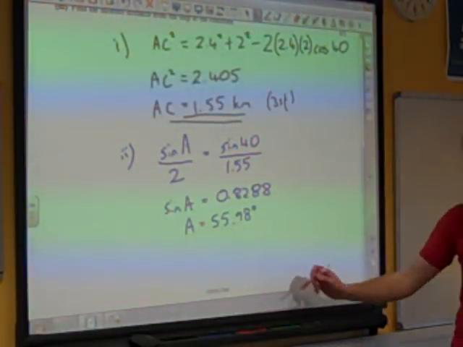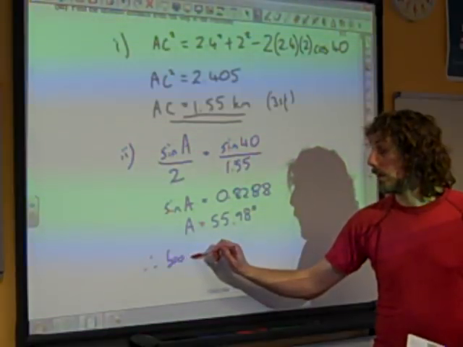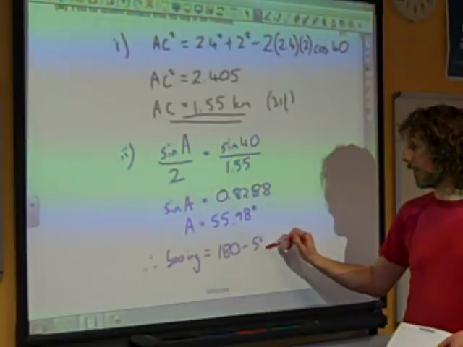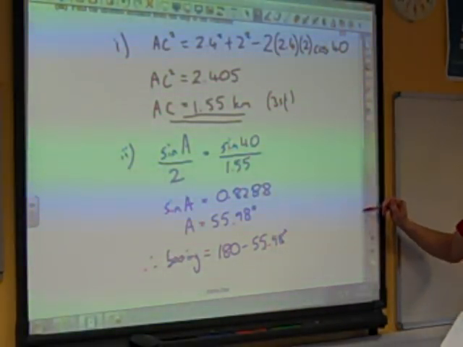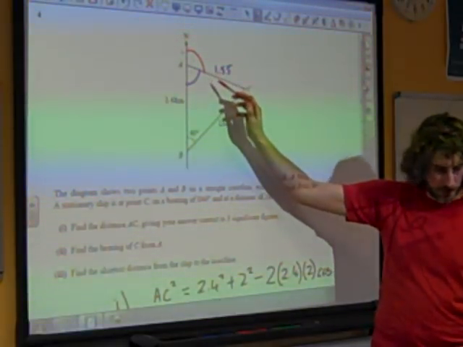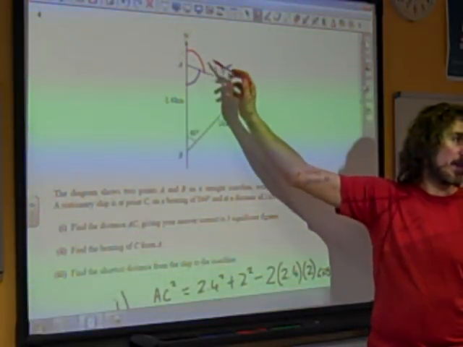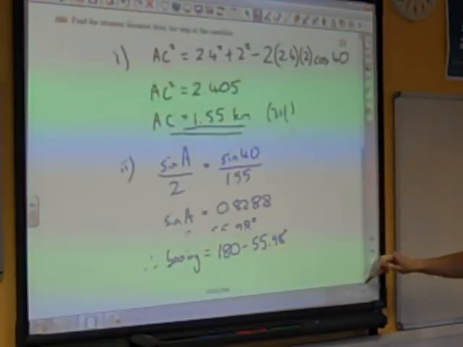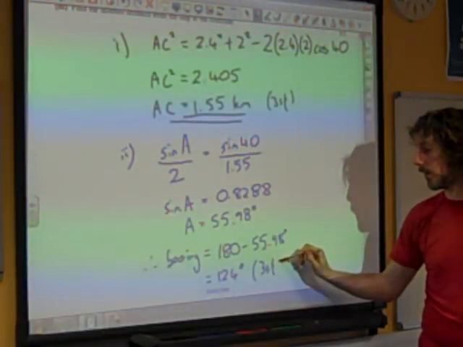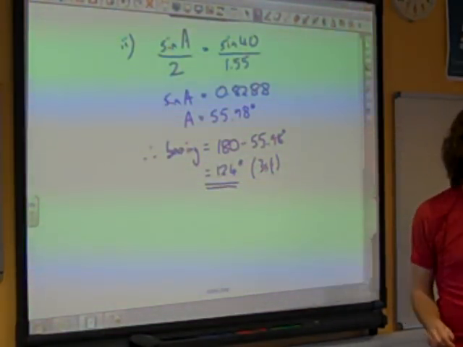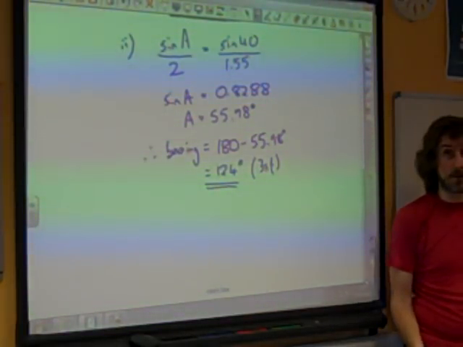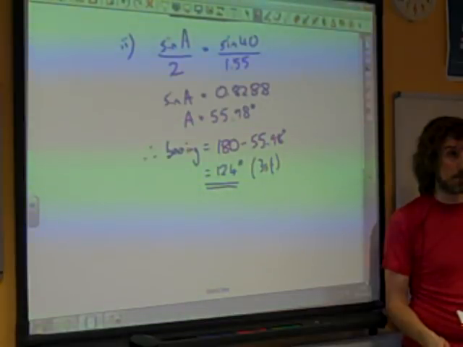So the bearing that we want is 180 minus that, because remember, we want that red bearing. If that's 55.98, then take it away, and we get 124 degrees to 3 significant figures. Okay? It's really important that you get to use good calculator memories, that you know what you're doing with that, and remember how to put things in.